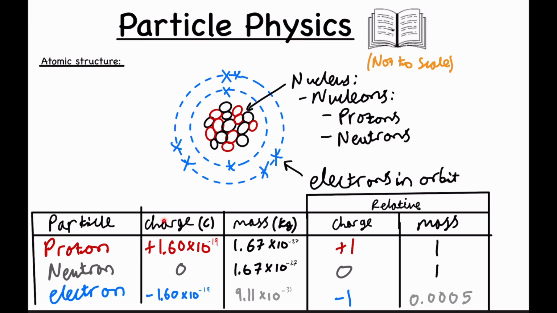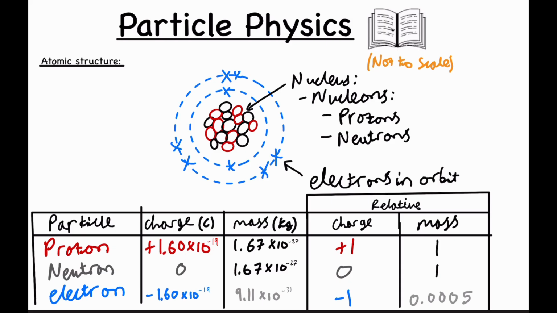The charge of the proton is positive, 1.6 times 10 to the minus 19. The charge of a neutron is 0, because it's neutral. And the charge of an electron is just minus 1.60 times 10 to the minus 19, which is the negative of the charge of a proton.